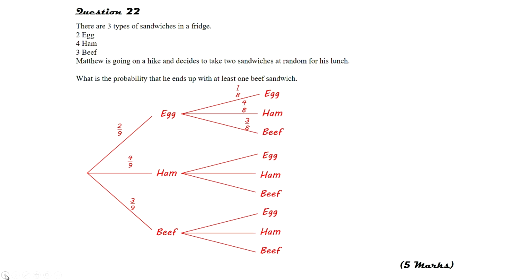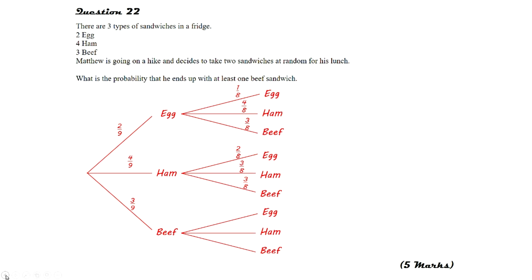In the second round, this time it assumes that I took ham first. While the number of egg and beef isn't going to change, that's still going to be 2 and 3. There's only going to be 8 sandwiches in there, but instead of 4 ham sandwiches, there's now going to be 3. And that's reflected in my probability change into 3/8.